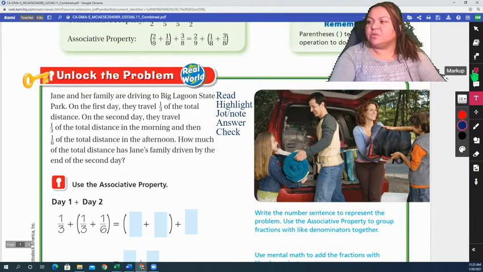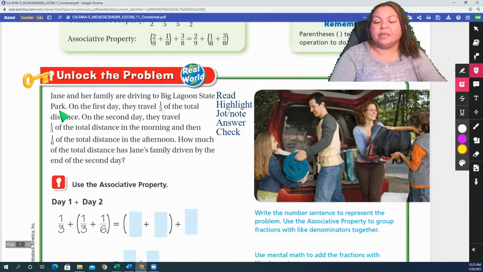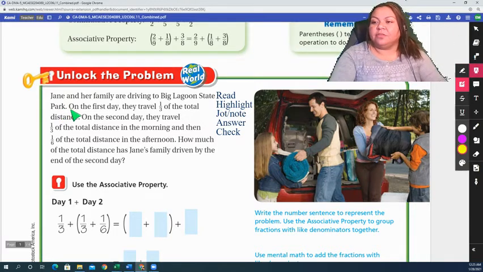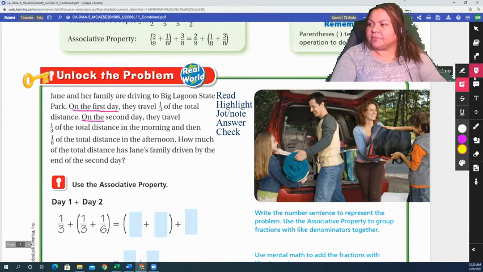I need to read it again to get a better understanding of what the problem is telling us. So now I'm going to get my highlighter to highlight the important information. All right, so we start. Jane and her family are driving to Big Lagoon State Park. Okay, it's a park. They're driving to this location. It says on the first day, they travel 1/3 of the total distance. So I'm going to underline this: on the first day. So this is day one. They traveled 1/3 of the total distance.